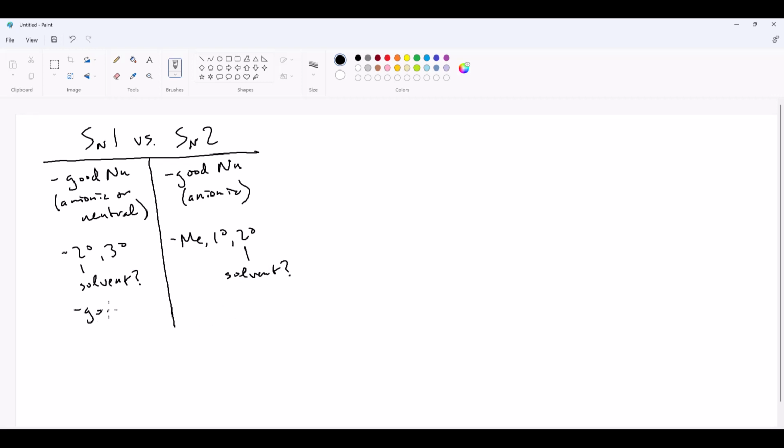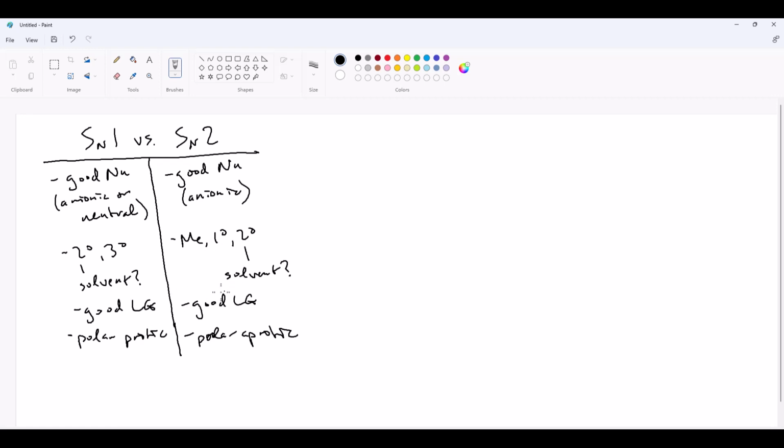Both of these prefer a good leaving group. And in terms of solvent, SN1 is going to prefer polar protic solvents, and SN2 will prefer polar aprotic solvents. So, that being said, just to review, SN1 can use anionic or neutral nucleophiles. SN2 is usually an anionic nucleophile, though sometimes it can be neutral. SN1 is going to prefer secondary and tertiary, and SN2 is going to prefer methyl, primary, or secondary, and secondary really is determined by solvent.